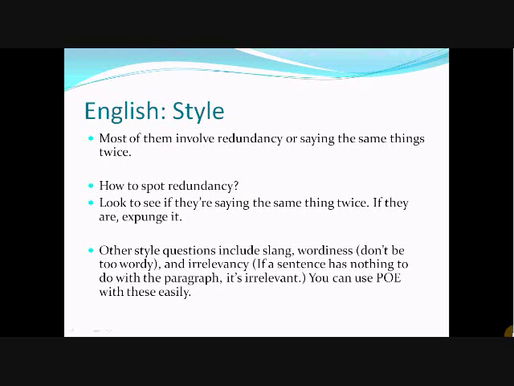Style. Most of these questions involve redundancy, or saying the same thing twice. How do you spot redundancy? Look to see if the question or the answer choices involve saying the same thing twice. If they do, then get rid of it. Other style questions include slang, wordiness, which means don't be too wordy. Just say what you need to say. You don't have to say it in so many words. Get to the point. And irrelevancy: if a sentence has nothing to do with something in the paragraph, it's irrelevant. Therefore, you can use process of elimination easily.